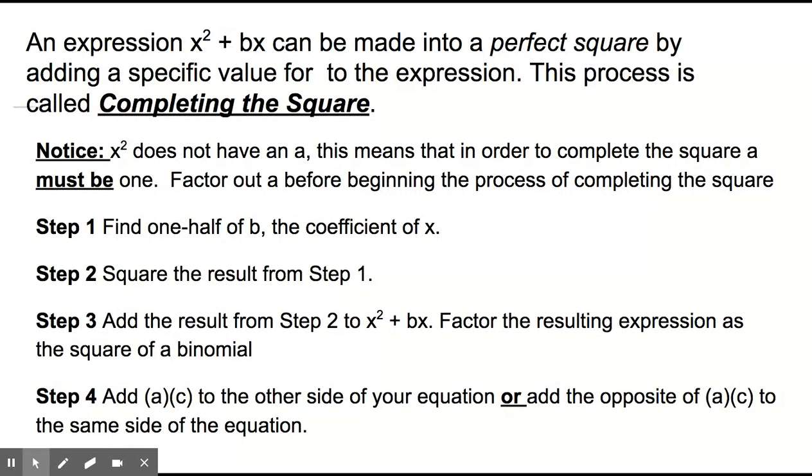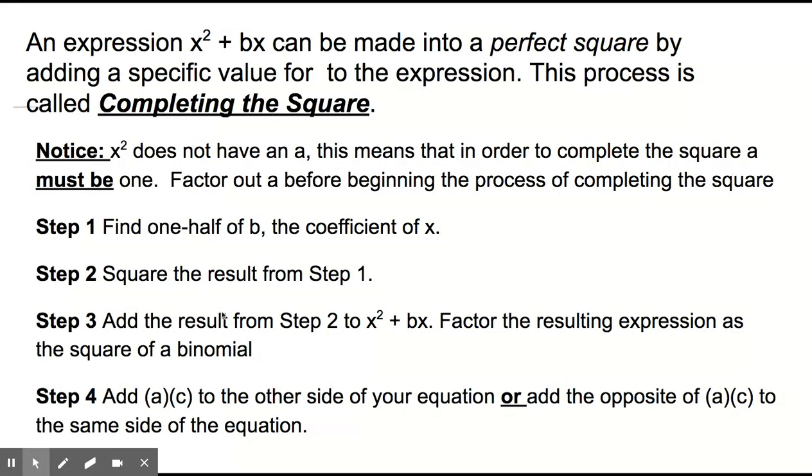Okay, and so the first step when we're completing the square is you're going to take half of your b value, which is the coefficient of x. So you're going to take that number and cut it in half. Say that your b value is 8. If you cut 8 in half, that becomes 4. So you're going to take that 4 and square it. So 4 squared is going to be 16.